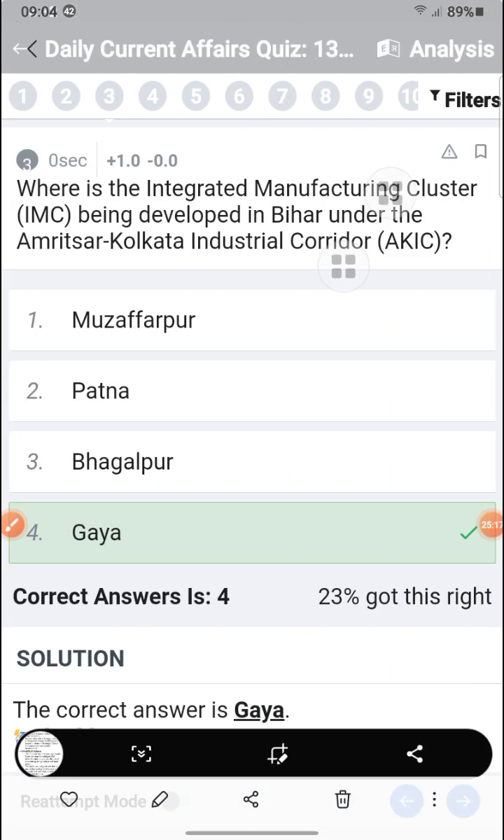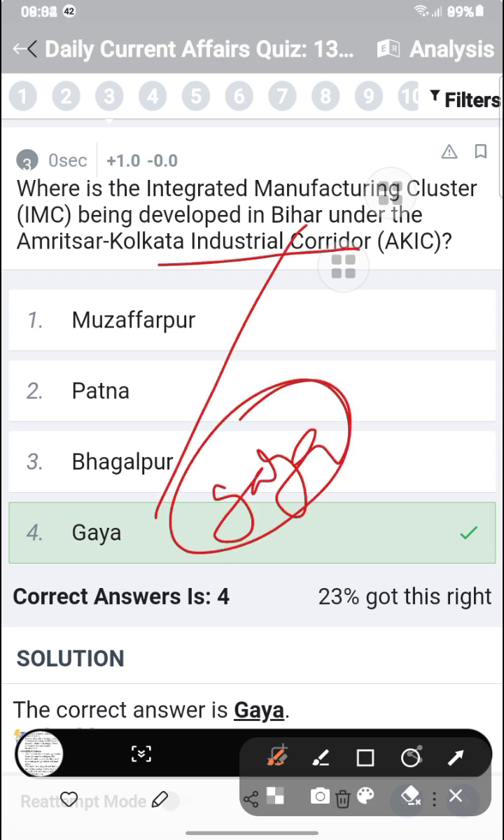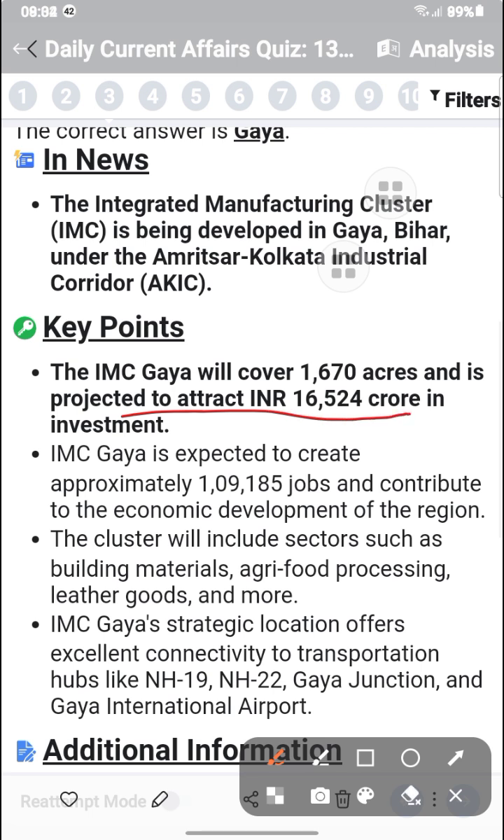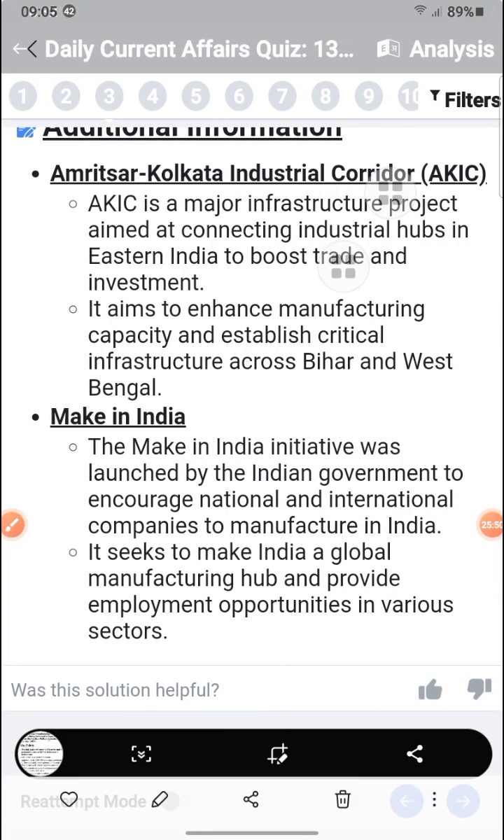Now the next one is where the integrated manufacturing cluster is in Bihar under the Amritsar Kolkata corridor, that was in Gaya. So the Amritsar Kolkata corridor, that was in Gaya. The project covers an outlay of around 1,650 crore and was expected to create approximately 10,185 jobs, contribute to economic development, and include sectors like building material and agri-food processing. Gaya's strategic location offers excellent connectivity through Gaya Junction. It will promote Make in India, and this corridor adds manufacturing capacity and critical infrastructure for the Bihar-West Bengal manufacturing hub, providing employment opportunities.